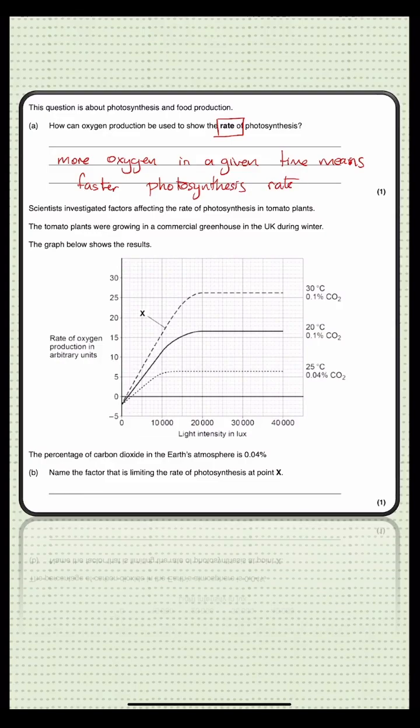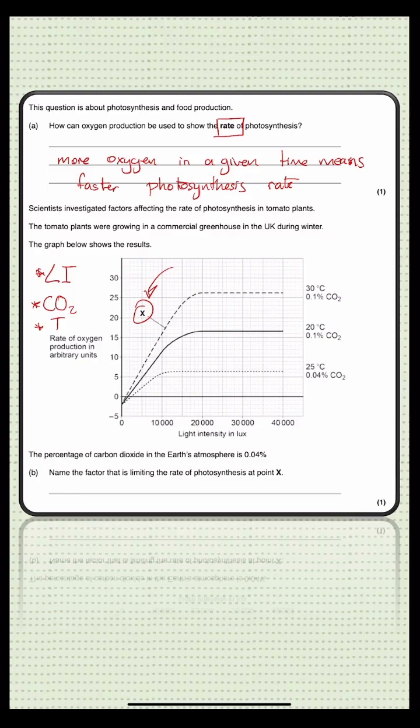Next one. Name the factor that's limiting the rate of photosynthesis at point X. What do you guys think? We've got three factors that we can say. We can either say light intensity, CO2 concentration, or temperature. Remember, those are the three that you'll get tested on. One of those three. So at that point, what do you think is limiting it?